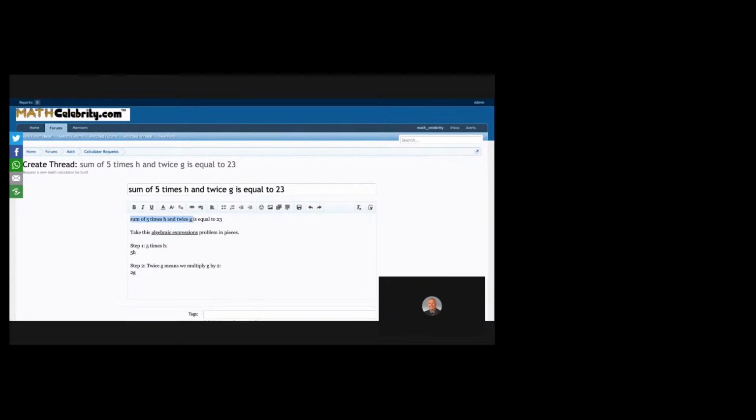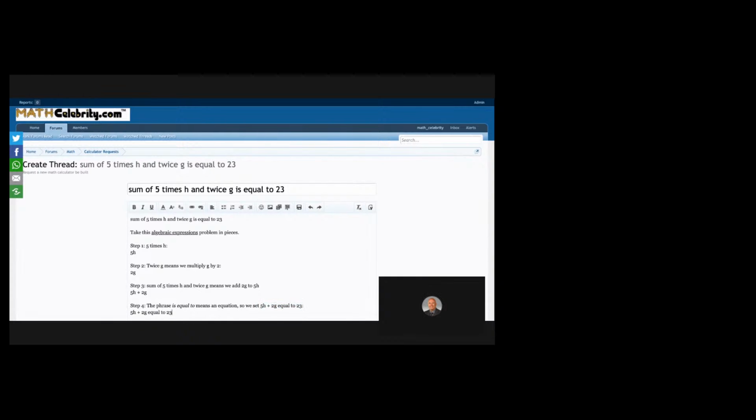All right. Step 3. Sum of 5 times h and twice g means we add 2g to 5h. So we've got 5h plus 2g. Step 4. Now we have all our pieces. There's one last piece to do on the right side. The phrase is equal to means equation. So we set 5h plus 2g equal to 23.